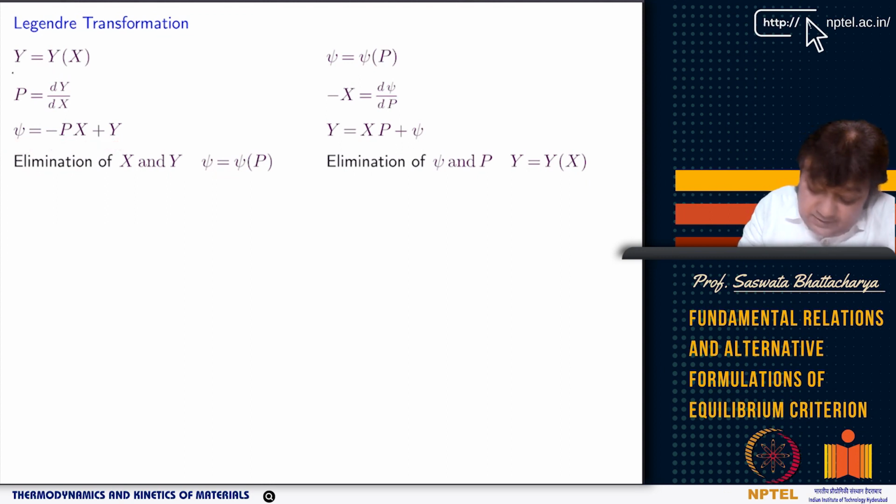Now you see, using these two, I can eliminate x and y and get psi equals psi of p. Now the inverse Legendre transformation is psi equal to psi of p. Again, I can write minus x equals d psi by dp and y equals xp plus psi, right? Now I have these two equations, and I eliminate psi and p, and I get y as a function of x.